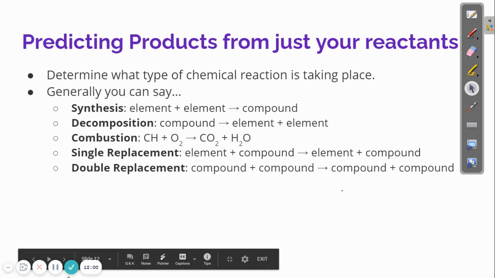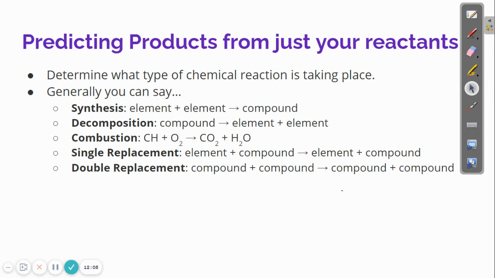Okay, so now we're going to predict products from just having reactants. So we don't actually know what type of reaction is taking place. What we know is what our reactants are. So the first thing you have to do is determine what type of chemical reaction you have.